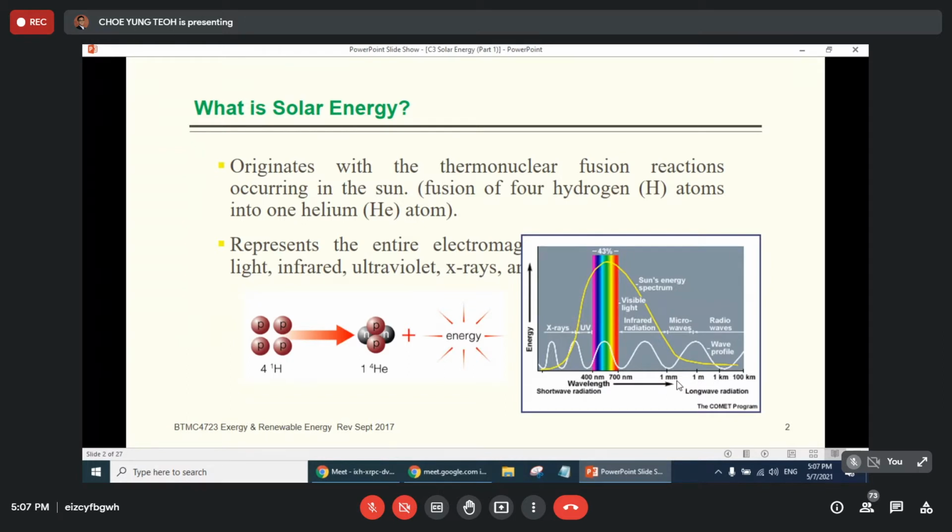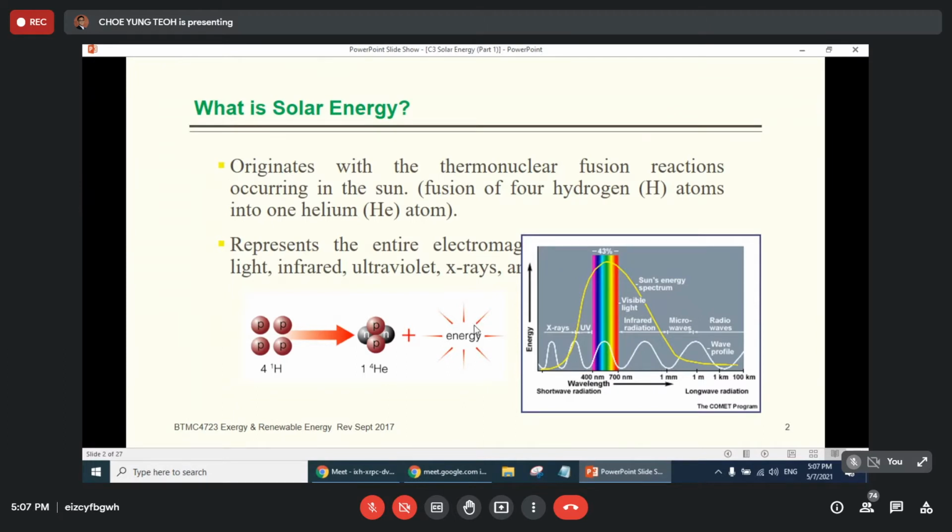Okay, but they have a very huge lab to do this kind of artificial sun. Okay, and solar energy represents the entire, was blocked by the figure. Never mind. It represents the entire electromagnetic radiation. Okay, it means that it has a spectrum, and this spectrum includes X-ray, UV, visible light, infrared, microwave, and radio wave, all kinds of electromagnetic waves. Okay, a package that comes together.